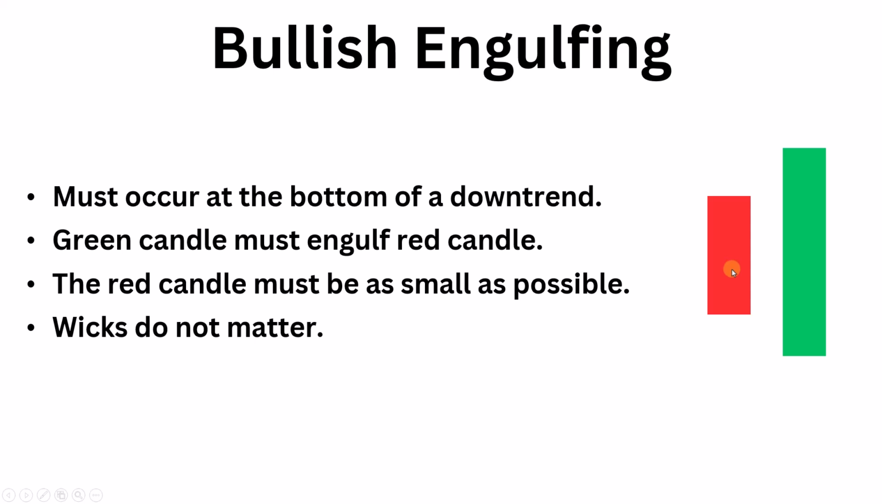Next is that wicks do not matter, meaning wicks can come out of the range of the green candle. So we are not really worried about the wicks in this pattern. Now, see, this is an ideal bullish engulfing pattern wherein there are no wicks in the red and also in the green candle. See, there are no wicks here, and there are no wicks here too. So this is an ideal bullish engulfing pattern.